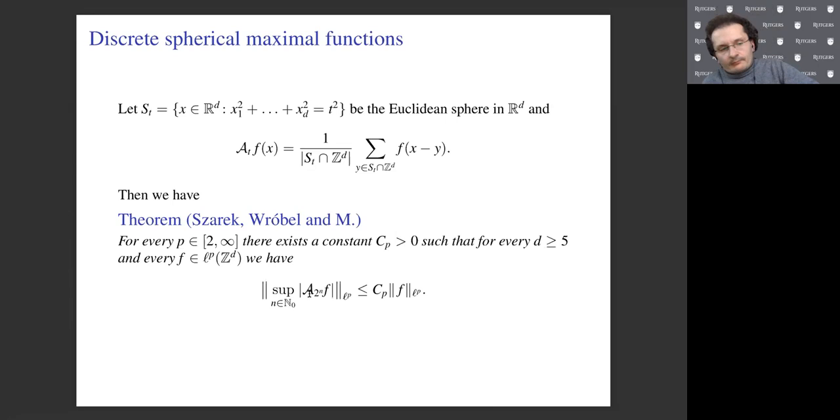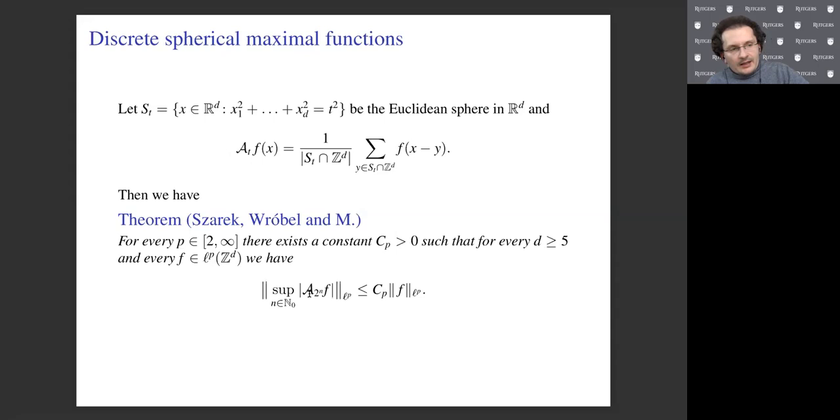And here in this proof, we had to refine the circle method, which is a critical ingredient in the proof. And so as a result, we were able to obtain the asymptotic formula for the number of lattice points in the sphere, which in some sense is independent of the dimension.